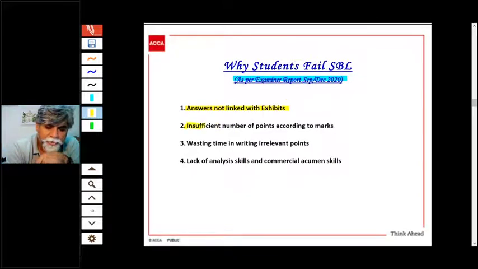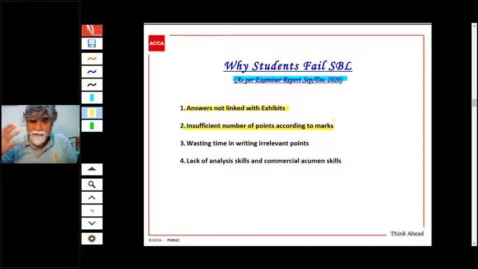And then it is an insufficient number of points according to the marks. So if the question says the marks is 22 marks and you give the examiner, or not the examiner, I beg your pardon, you give the board a half-page answer for 22 marks, you think you will get marks? No. So our length and number of points, our arguments, our analysis should be according to the marks allocated. If it's less marks, we will talk less. If it's more marks, we will talk more.